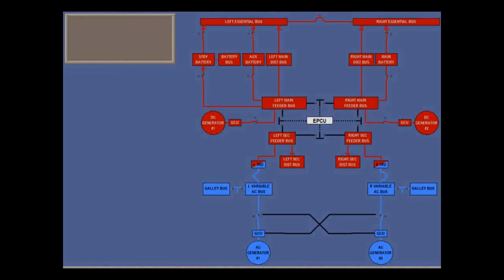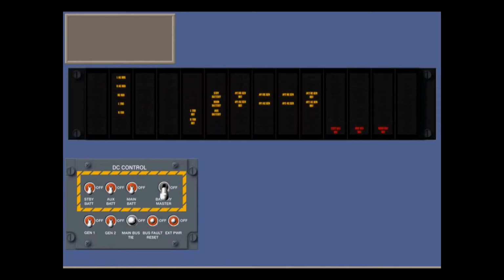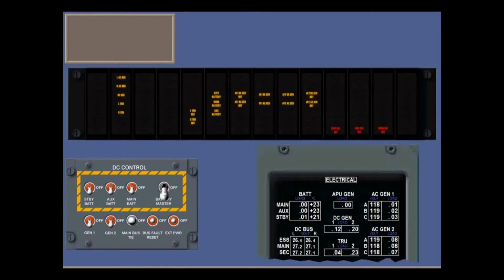As we've seen, the electrical system is mostly automatic, with built-in voltage and load protection and redundancy. The EPCU reconfigures the DC power flow for a single DC power failure or a double failure. The real problems start with a triple failure. Your actions are limited to resetting a generator, battery switch or bus fault reset switch, monitoring caution and warning lights, and monitoring voltage and load on the MFD.